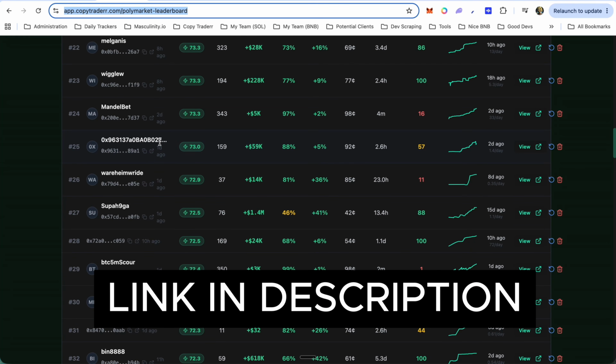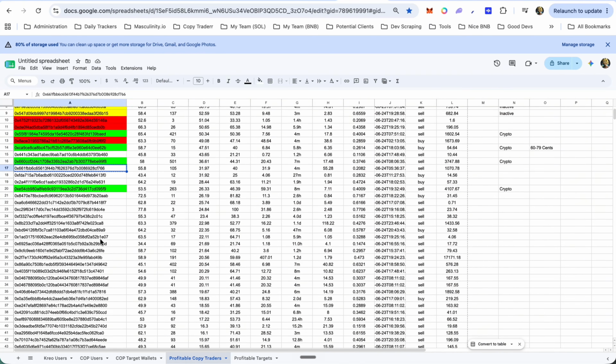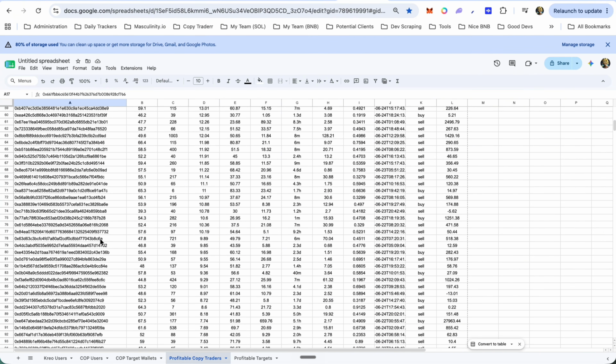My personal go-to is the leaderboard on copytrader.com with 2 R's. And I've also got a list of all the active Kreo and Polycop users. So these are real people who are making real profits copy trading on Polymarket.